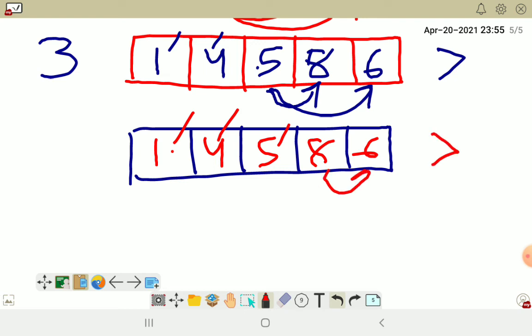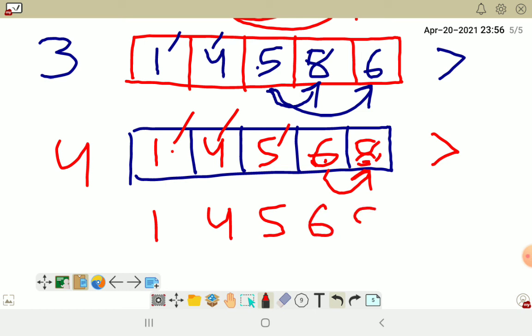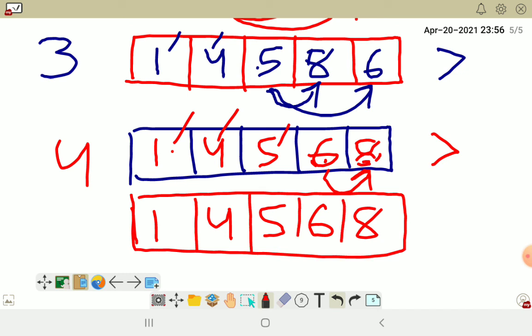Is 8 greater than 6? Yes, 8 is greater than 6. So it means the swap will be done. How will the swap be done? Now 6 will be placed in place of 8 and 8 will go to the place of 6. So the job is over. So this is step number 4. Fine. Next, the final value we got: 1, 4, 5, 6 and 8. Obviously we have to keep it within the block. So all these we got as result.